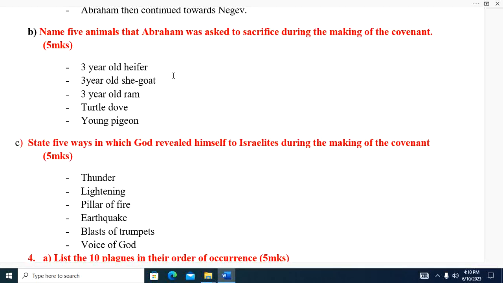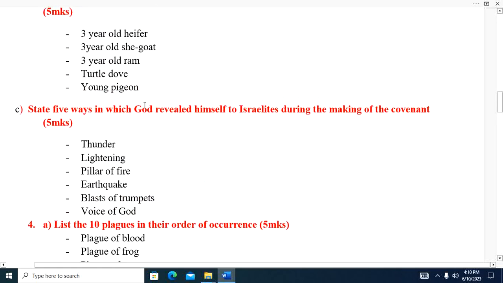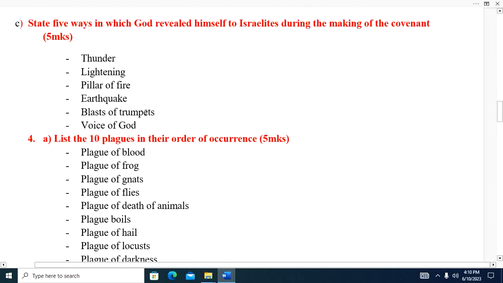So he was asked to give a 3-year-old heifer. Number 2, 3-year-old she-goat. Next, 3-year-old ram. Next, turtle dove. Next, young pigeon. You can see those are the things that he was told to give as a sacrifice for the covenant.